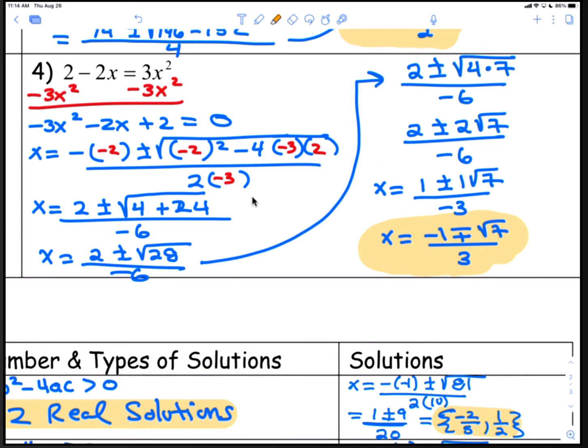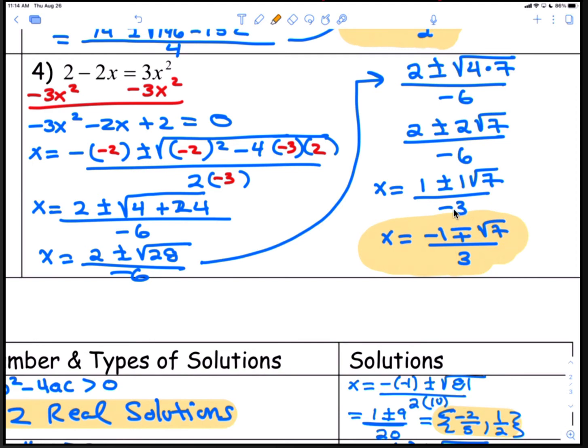And then we simplify the 28 using 4 times 7. Square root of 4 is a 2 that comes out. So we have 2 plus or minus 2 radical 7 over negative 6. We can reduce by dividing all of these numbers by 2, and we get 1 plus or minus 1 radical 7 over negative 3.